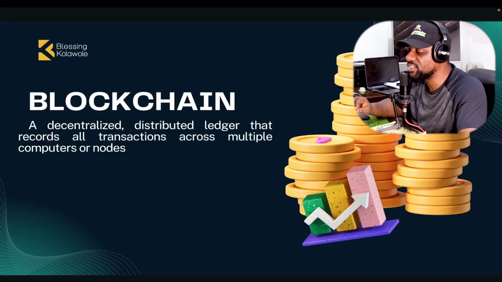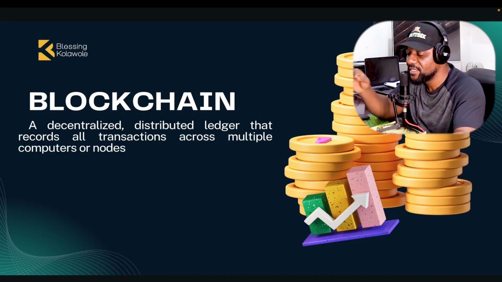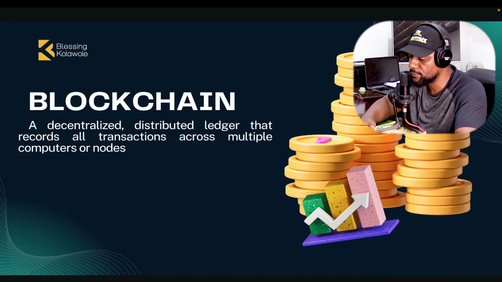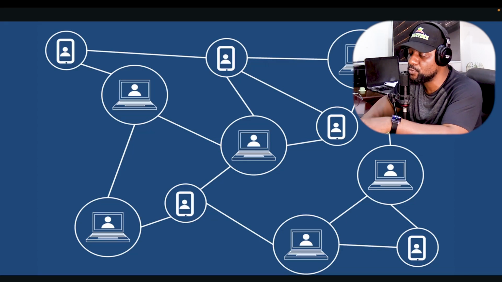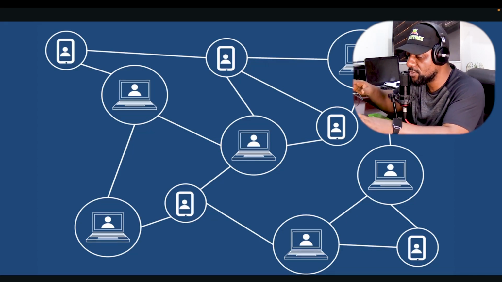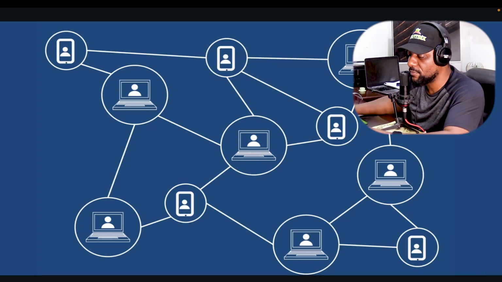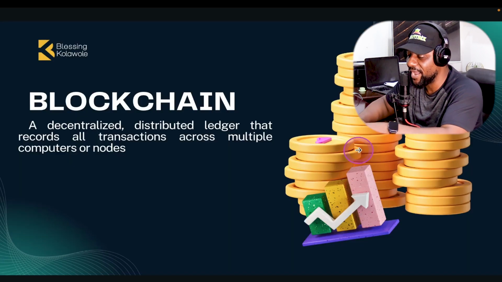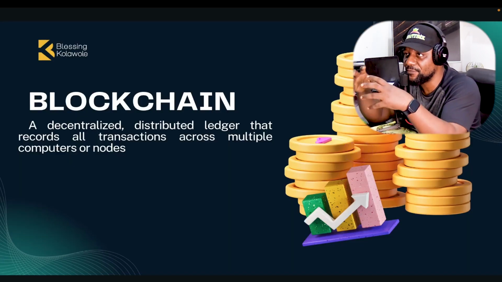The first one is blockchain. Block and chain. This is a decentralized distributed ledger that records all transactions across multiple computers or nodes. Now, you don't have to stress yourself much about this blockchain, because how it works is just like this. You see this pictorial diagram? These are computers. This is a computer, this is a phone, a computer, a phone. You see, all of them are connected to each other, and that's why it's decentralized. The meaning of decentralized is not controlled by government.